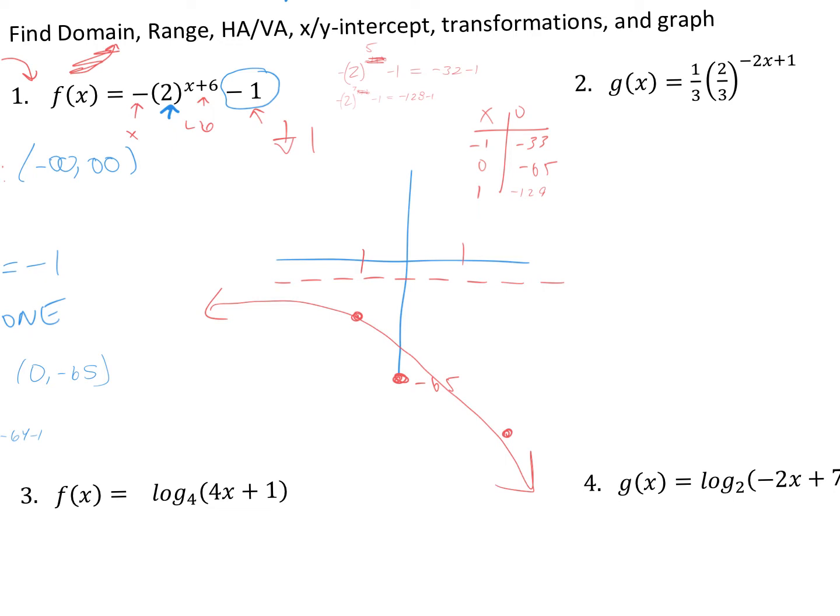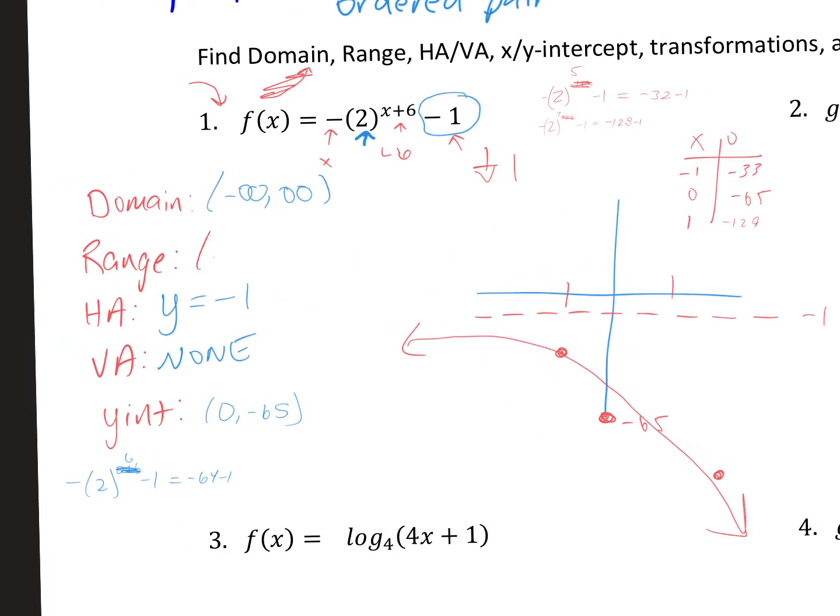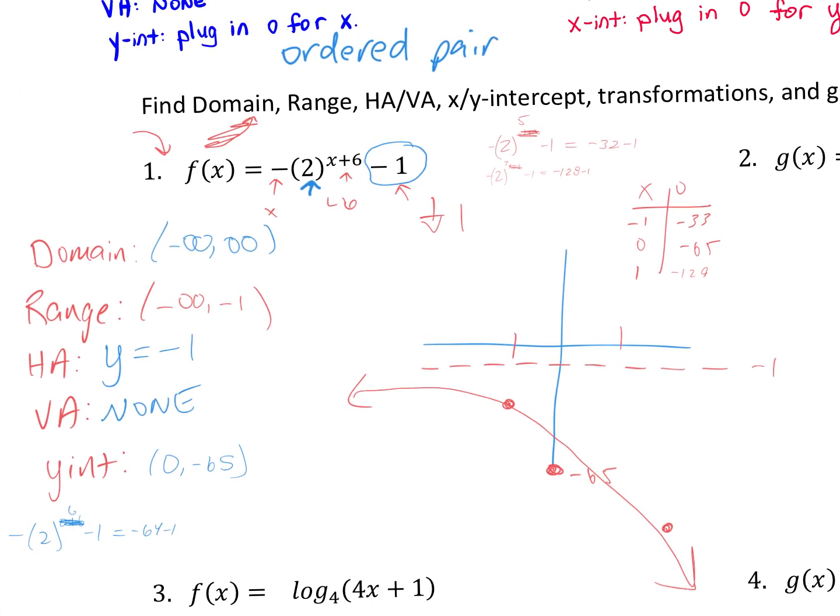Does this graph have an x-intercept? No. It's going to get really, really close to y equals -1, but not touch it. So what is your range from where to where? -infinity to where? To -1. You guys could have told me that right here.